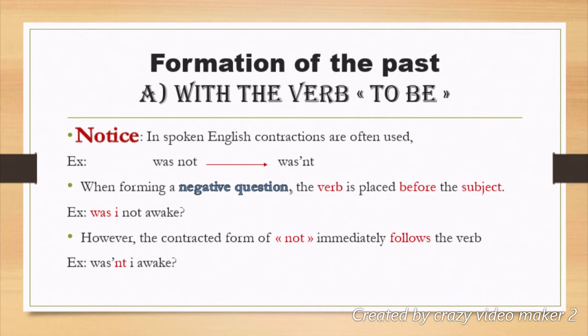We have a notice here. In spoken English, contractions are often used. Instead of saying was not, we say wasn't because it's much easier.